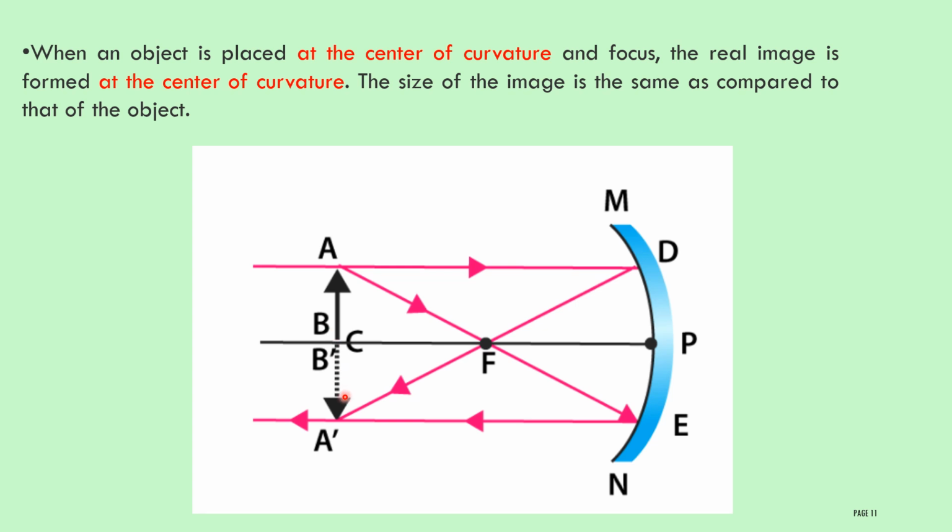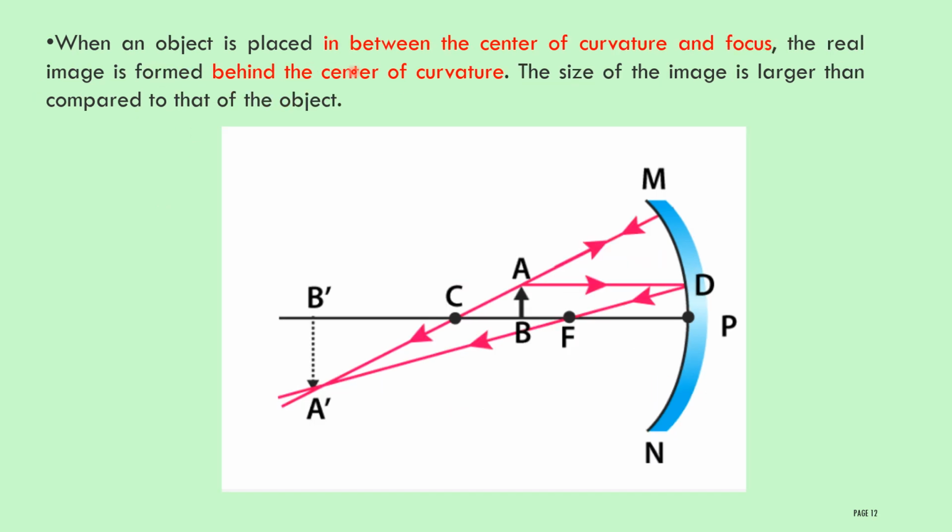In this case also we are considering two rays. One ray is parallel to the principal axis; it will pass through F. Another ray passes through F; after hitting, it will emerge parallel to the principal axis. Both will meet, and this is the image position at A dash, B dash. The size of the object and the size of the image are the same, and the image will be real. You are getting the image exactly at the center of curvature.